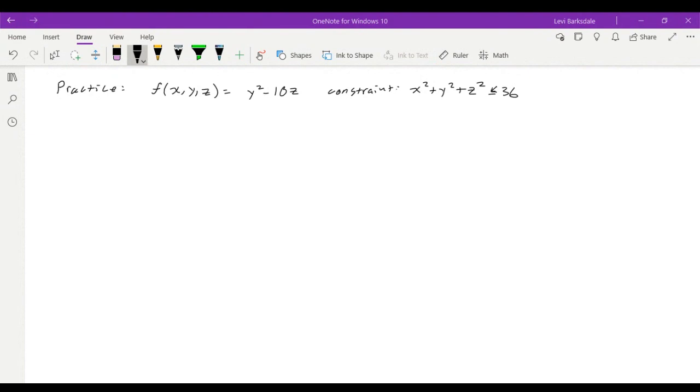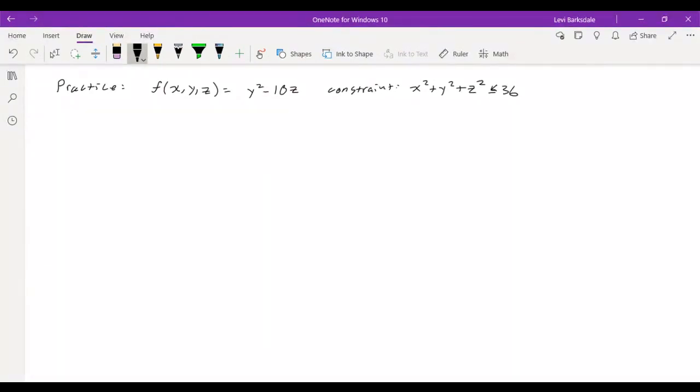All right, let's go ahead and go over this problem. It is considerably simpler than the last one, so hopefully it wasn't too difficult.